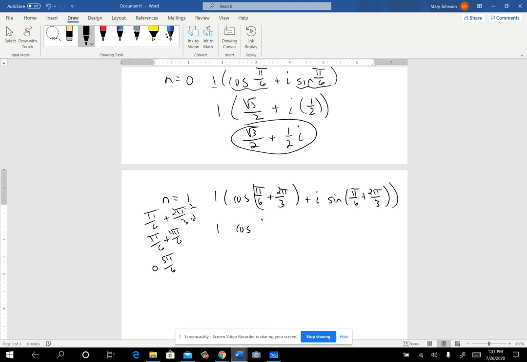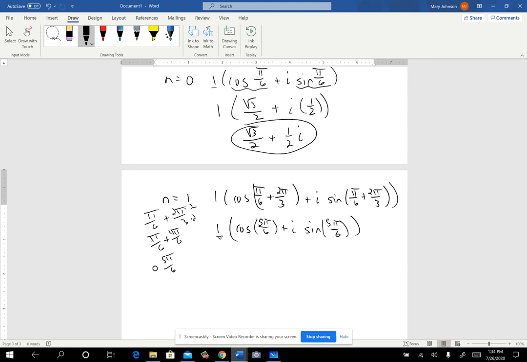So it's cosine 5 pi over 6 plus I sine 5 pi over 6. And then this happens to be a 1 in this case. If it had been some other number, that number would have to get distributed. So there's the polar form of the second root.